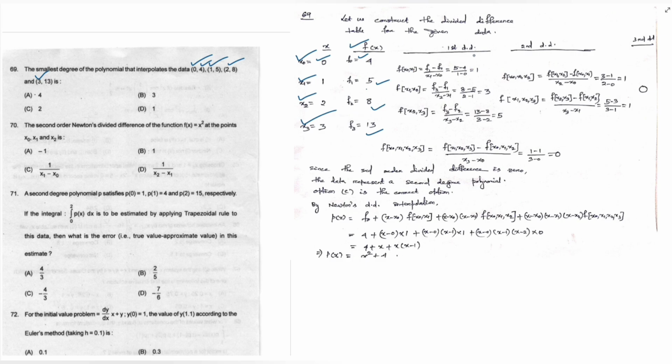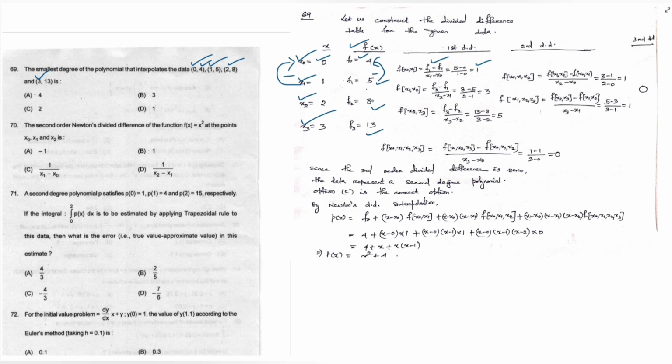Now we are going to calculate the first order divided differences using the data values. If we use the data values x0, f0, x1, f1, the first order divided difference is defined by f1 minus f0 divided by x1 minus x0. So f1 minus f0 means 5 minus 4 divided by x1 minus x0, that is 1 minus 0. So we get 1.